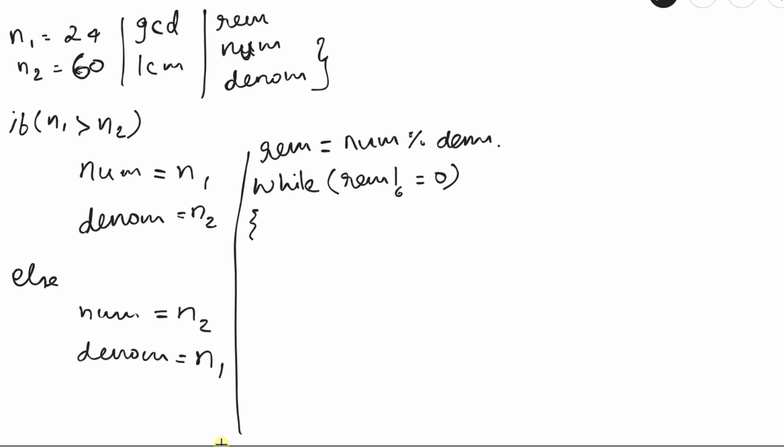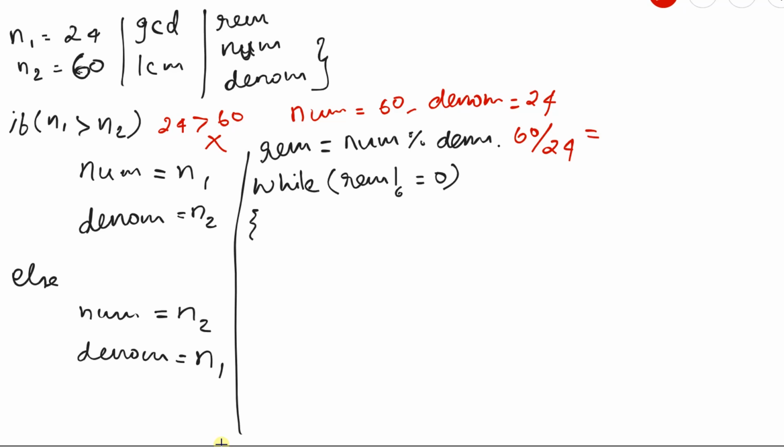N1 is greater than N2 means we are checking whether 24 is greater than 60 or not, and that fails. So as per our values, numerator is equal to 60 and denominator is equal to 24. Now the remainder of 60 divided by 24, so we are finding the remainder.